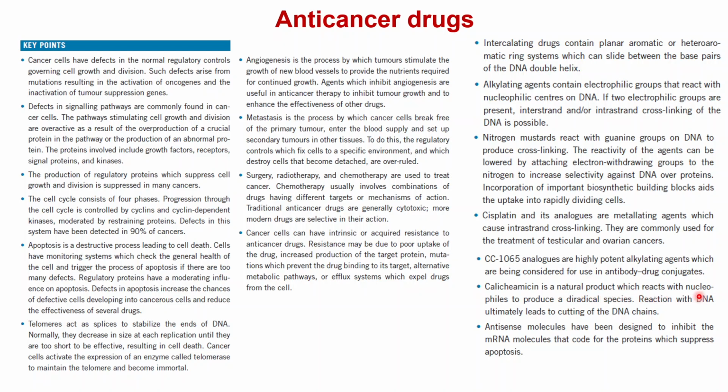Calicheamicin is a natural product which reacts with a nucleophile to produce a diradical species. The reaction with the DNA ultimately leads to the cutting of the DNA chains. Also, we have antisense molecules that have been designed to inhibit the mRNA molecules which code for the proteins which suppress apoptosis.